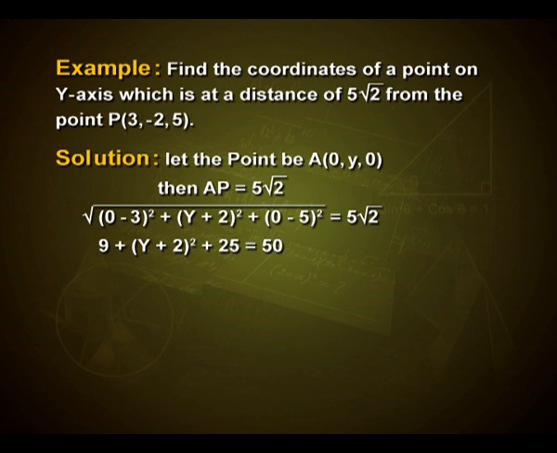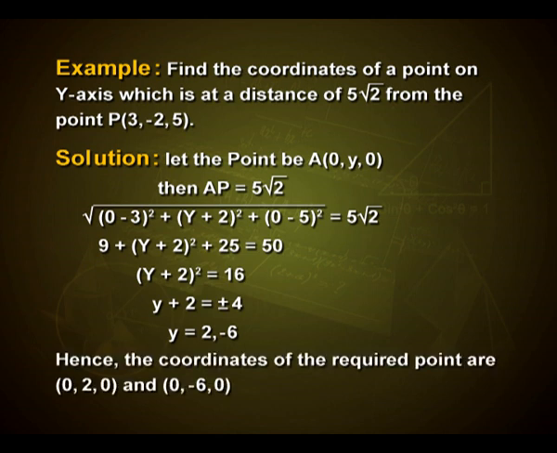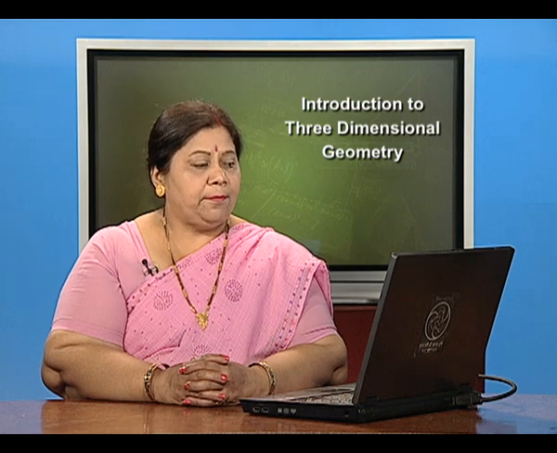This we have obtained by squaring both the sides, which on simplification again gives us (y plus 2) whole square is equal to 16. On taking square root on both sides, we get y plus 2 is equal to plus or minus 4, that is, y is equal to either 2 or -6. Hence, the coordinates of the required point are (0, 2, 0) and (0, -6, 0). Let us look into one more interesting example here.